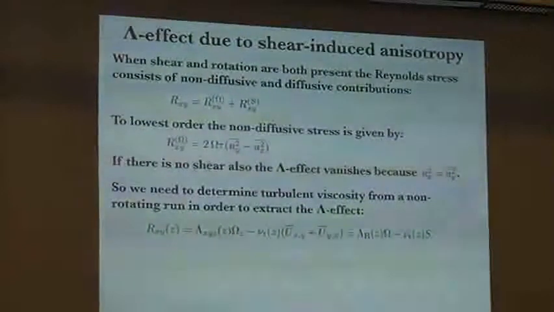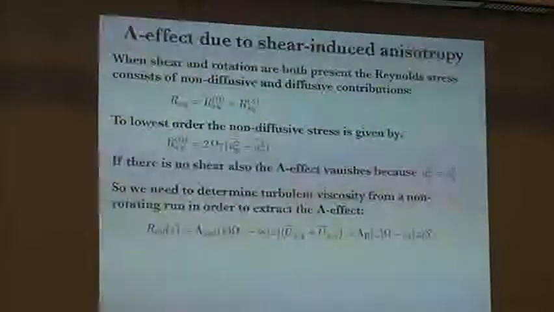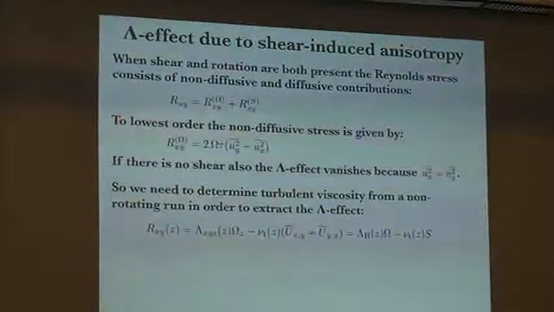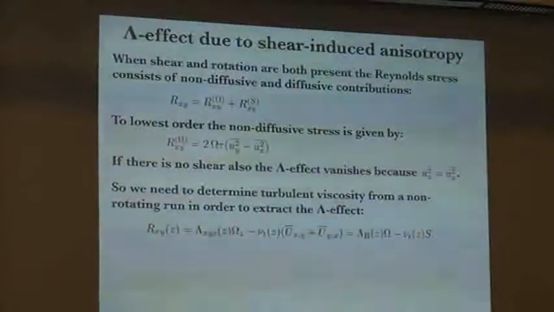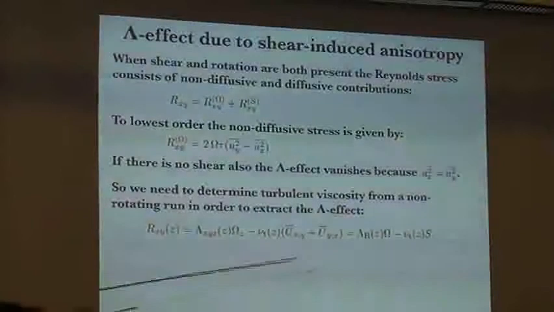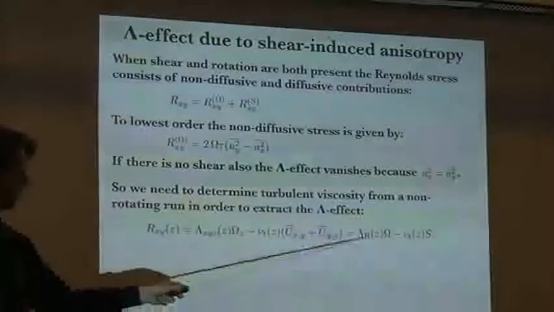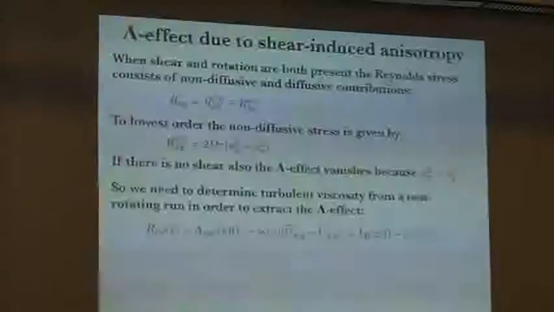And then of course the problem is that if we have both of these in our simulation, it's not very easy to distinguish the different contributions. So what we do is determine turbulent viscosity from a non-rotating run, and then do different runs where we add rotation and use our turbulent diffusion from the non-rotating run and then determine our lambda effects.